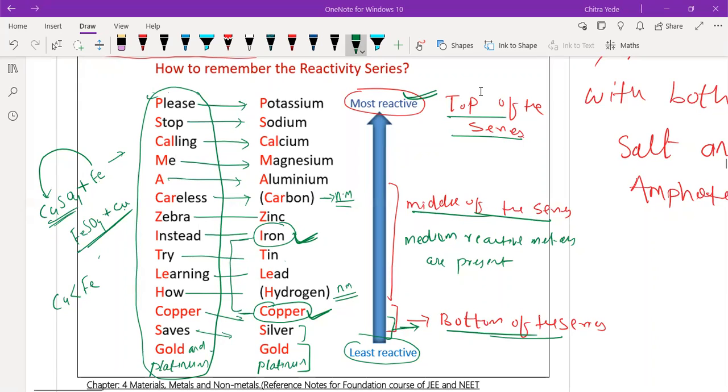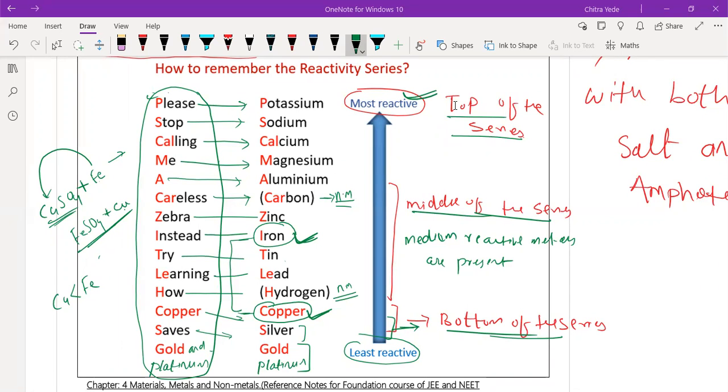These are halogens. So hydrogen shows similar properties to halogens as well as to alkali metals like lithium, sodium, potassium, etc. But hydrogen is in the first group of the periodic table, and halogens are in the 17th group. So there is no fixed position of hydrogen.